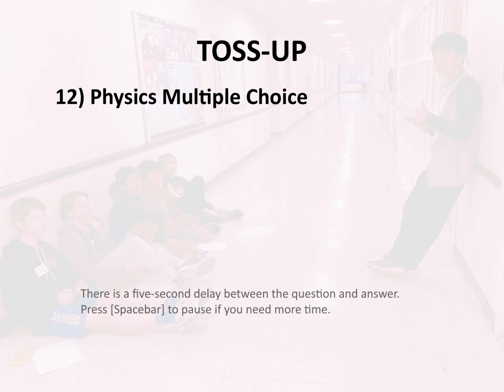Toss-up 12. Physics. Multiple choice. What is the magnitude of the force, in newtons, experienced by a 1 coulomb charge traveling 10 meters per second at a 30-degree angle with respect to a uniform magnetic field of magnitude 0.1 Tesla? W. 0.5. X. 1. Y. 10. Z. 100.